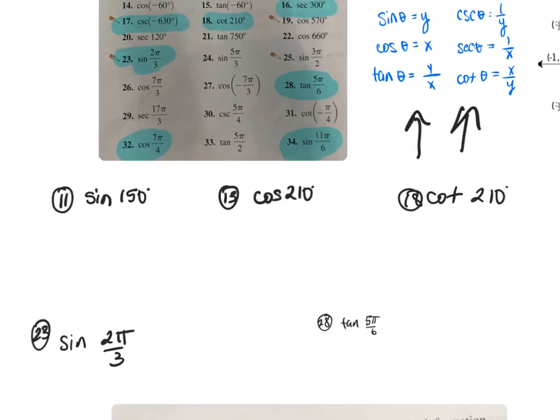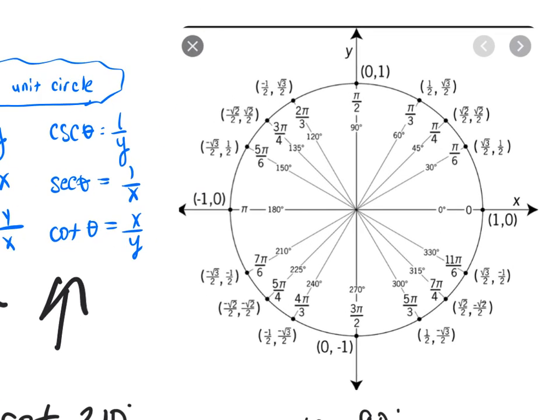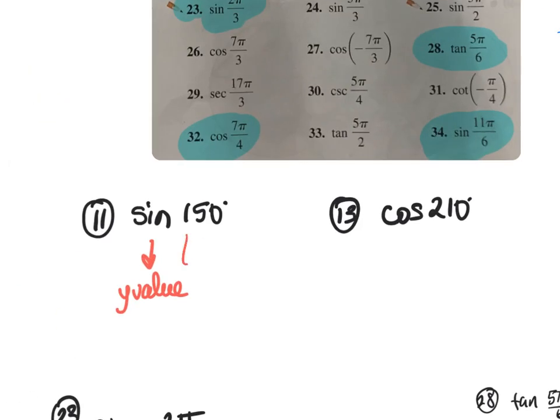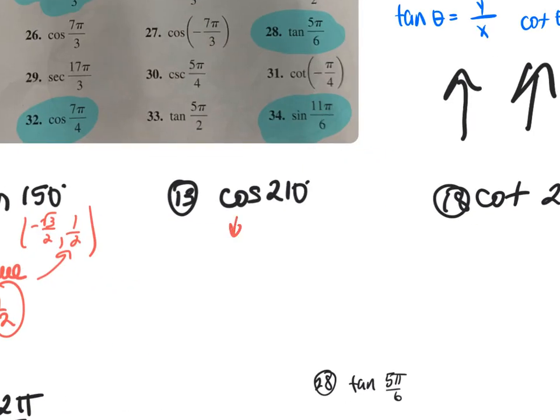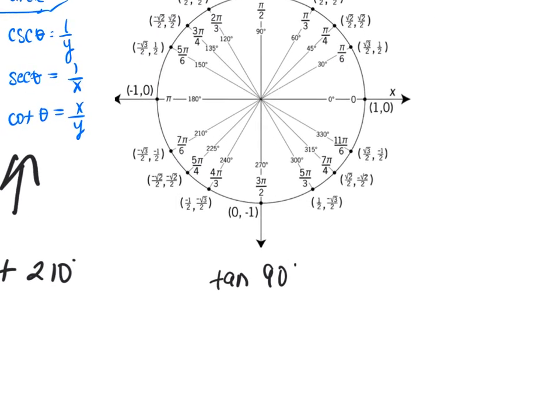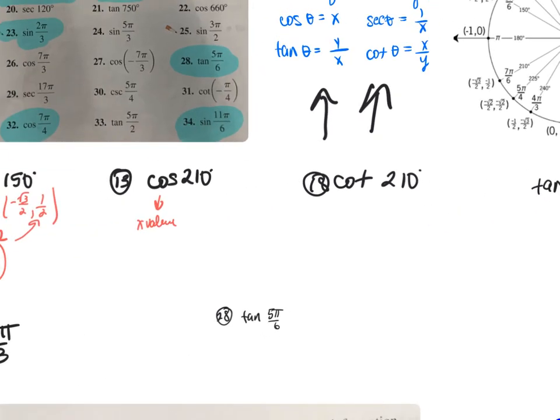So the way that I would tell you guys to look at this is sine. Well, sine is the y value. So I'm going to first remind myself that I'm looking for the y value, and then I'm going to go to 150 on the unit circle. And 150 is negative root 3 over 2 and 1/2. So it's negative root 3 over 2 and 1/2. And I know I want the sine, so I want the y value. So my answer here would just be 1/2. That's the y. Cosine is the x value. So I'm going to write x value, and then I'm going to go to the unit circle at 210. And it's negative root 3 over 2.